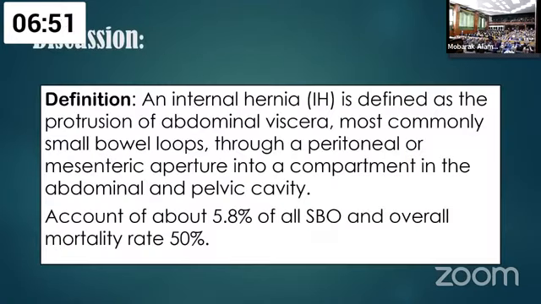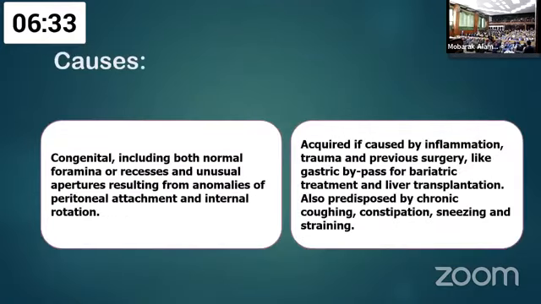What is the definition of a hernia? Hernia is defined as protrusion of abdominal content, most commonly small bowel, through a peritoneal or mesenteric aperture into a compartment in the abdominopelvic cavity. It accounts for about 60% of small bowel obstruction, with an overall mortality of about 50%.